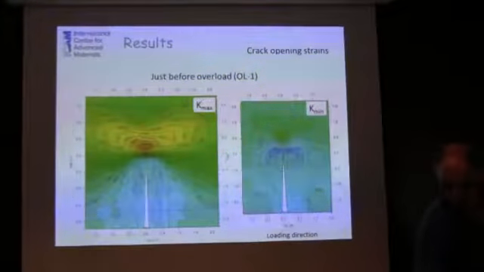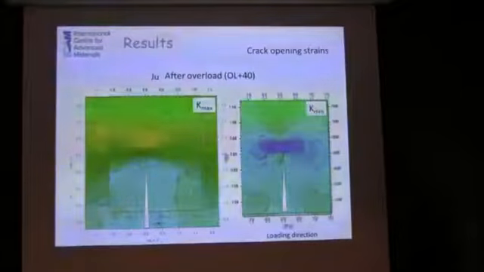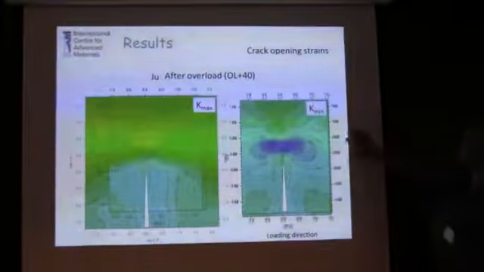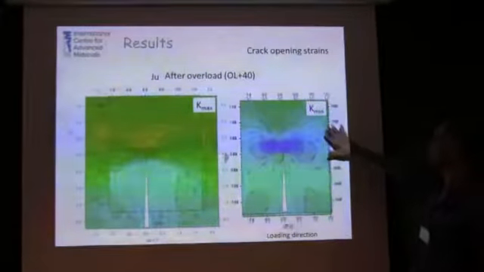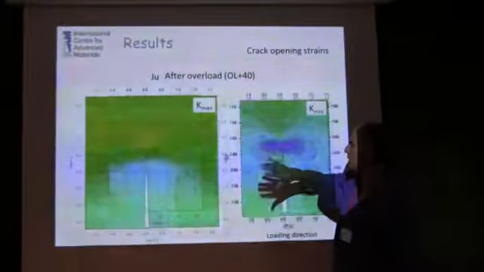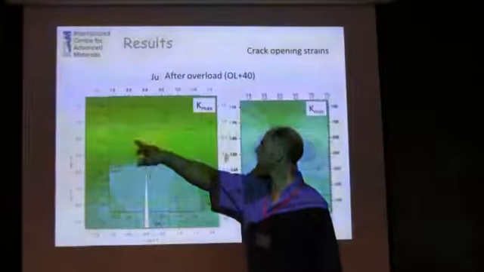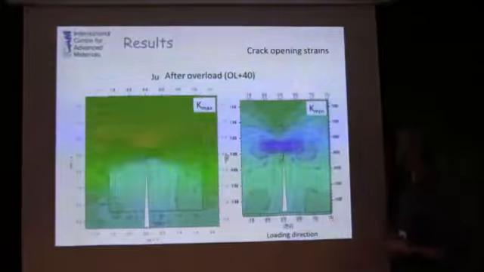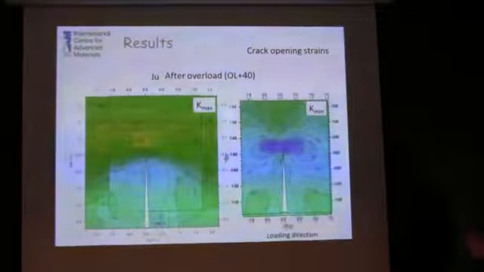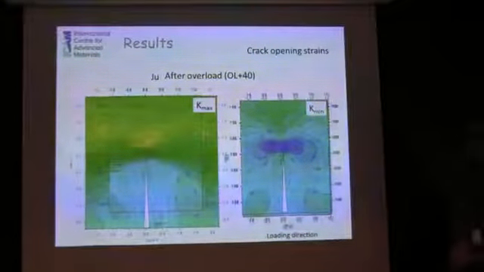Nothing surprising, really. Then as we go to the next step, this is 40 cycles after overload. One of the things you notice is that the crack tip peak is much lower. This is because the crack is now growing through the residual stress that you've introduced.